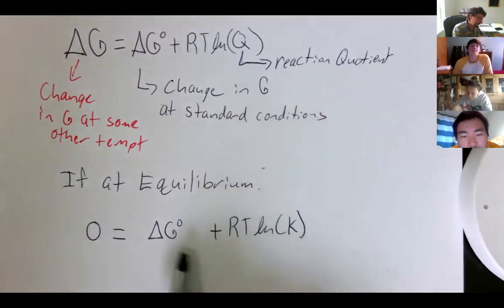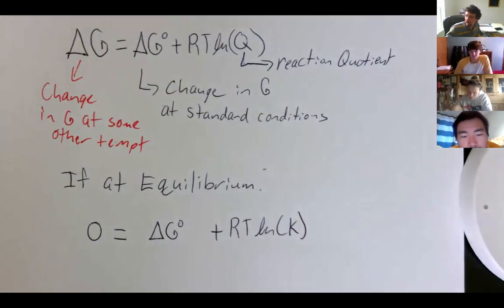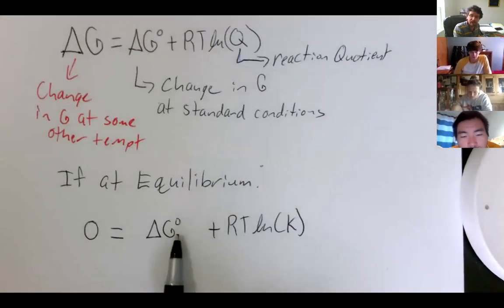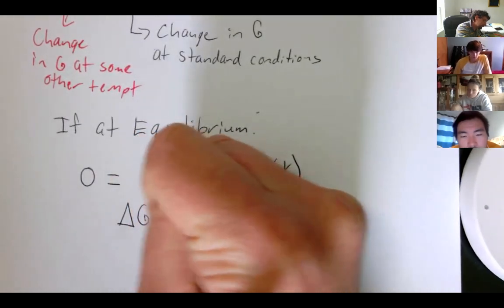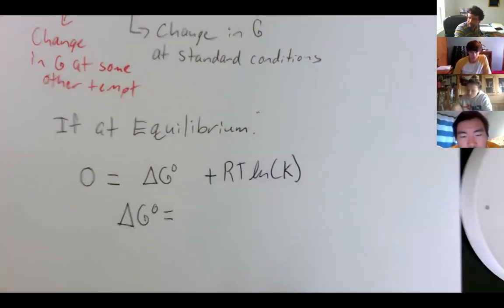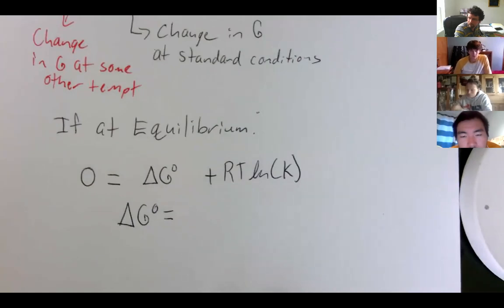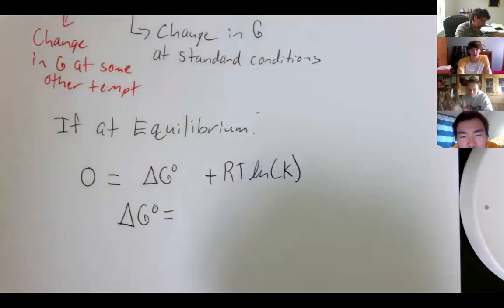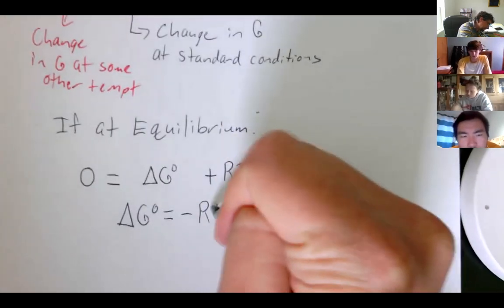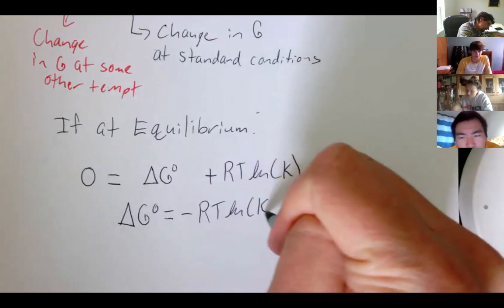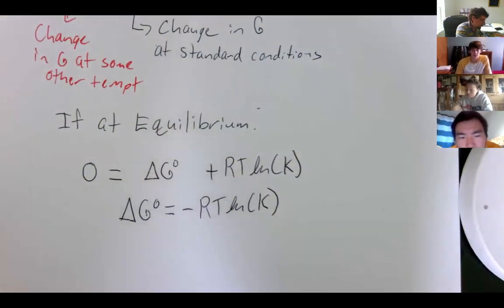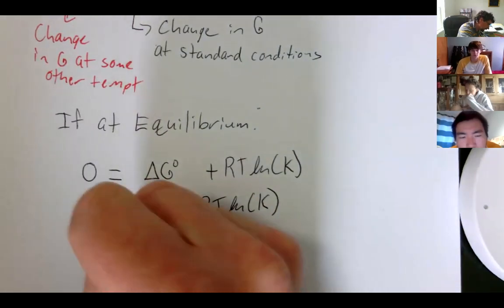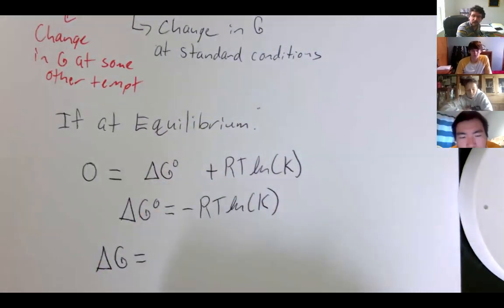Okay, if we manipulate this around, we can isolate some stuff on one side. We want to get delta G naught by itself. So what's delta G naught equal to? Negative RT natural log of K. Yep. Okay, from a previous equation, you know another way to calculate delta G that you told me earlier. What else is delta G equal to?